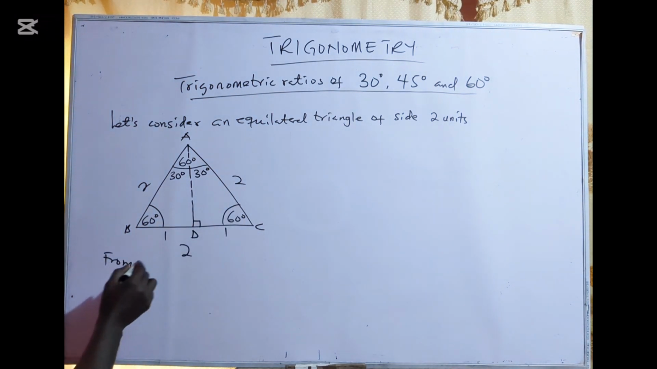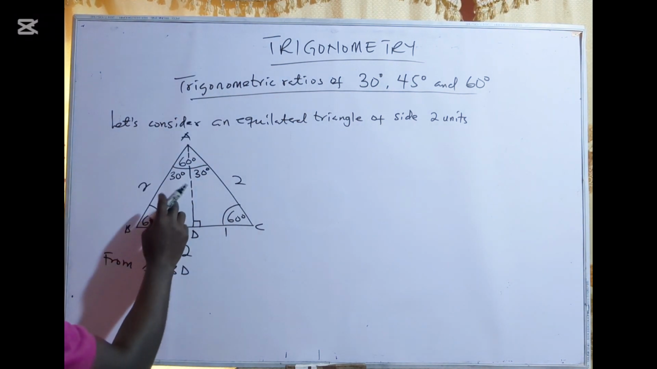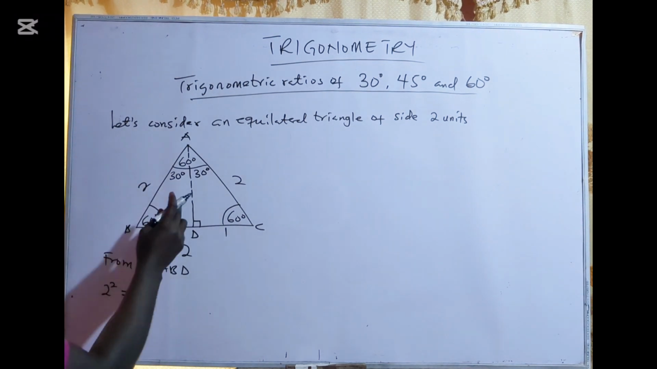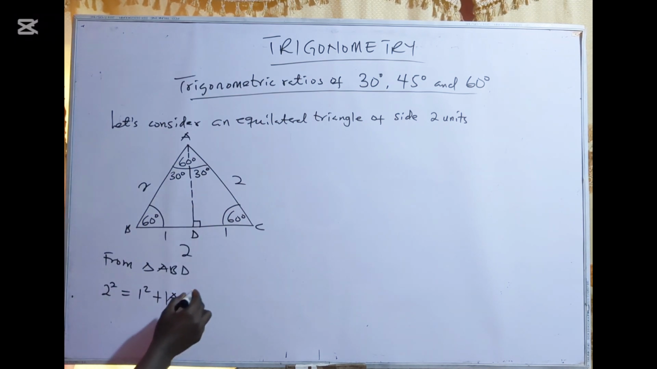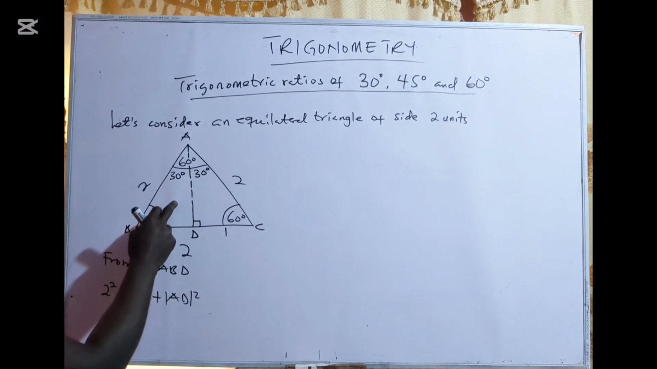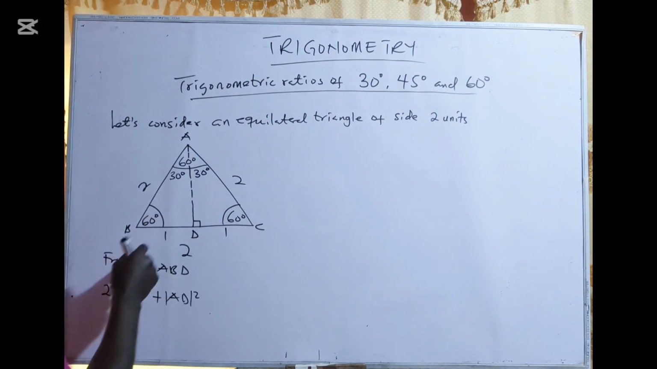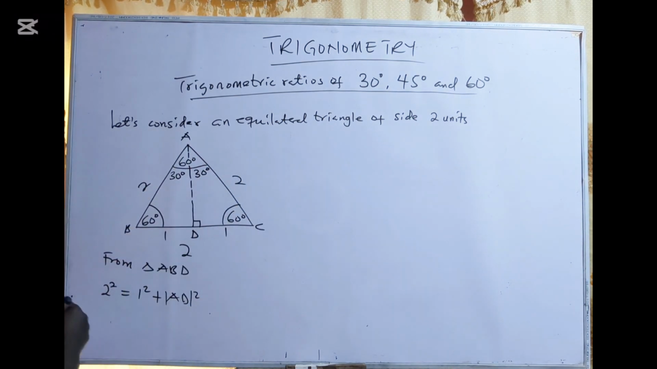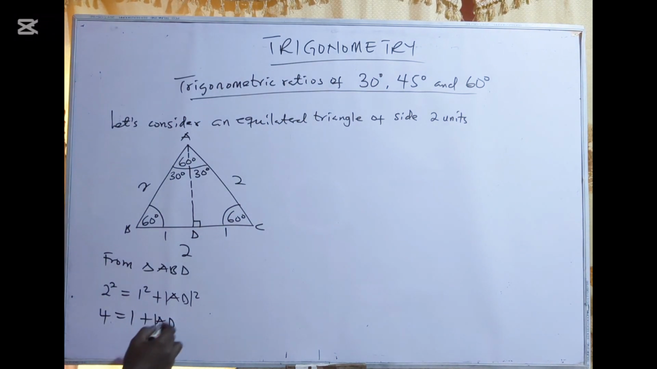So let's say, from triangle ABD, this one, what is the hypotenuse? 2. So 2 squared is equal to 1 square plus AD square. Alright, if I consider this right angle triangle, this is my hypotenuse, because the length is here, and then the other 2 sides are there. This is the same as this one. If it is this one, this is your hypotenuse, we have the other 2 sides. So what is 2 squared? 4. 1 square is 1 plus AD square. So 4 minus 1 equal to AD square.